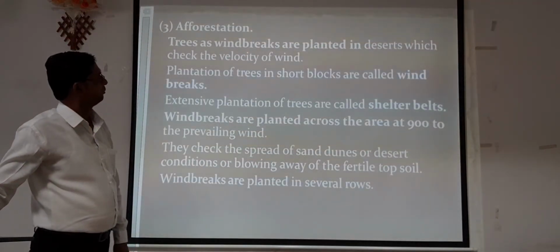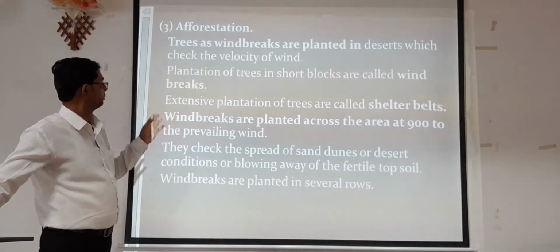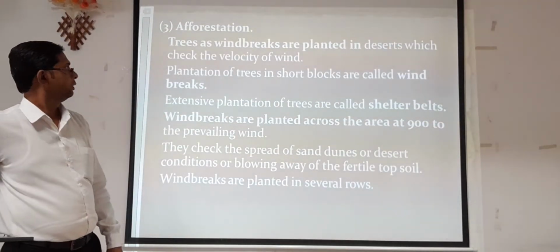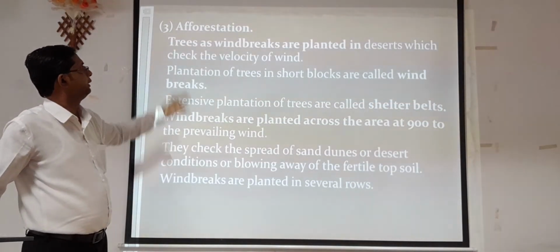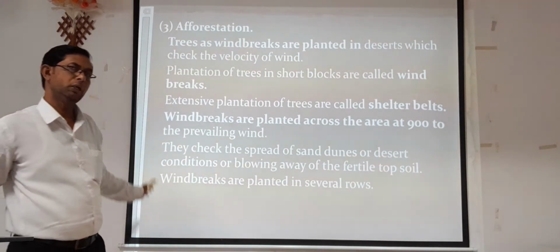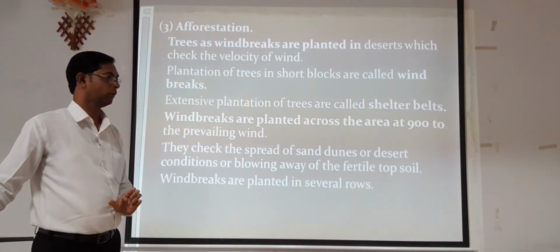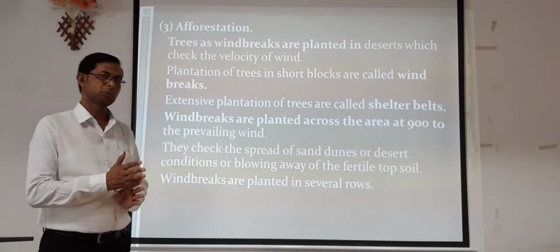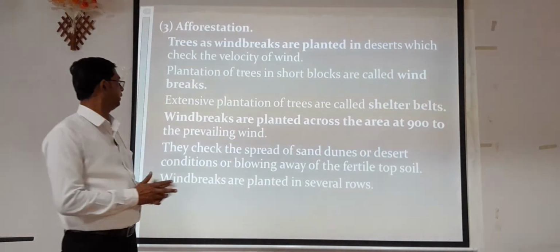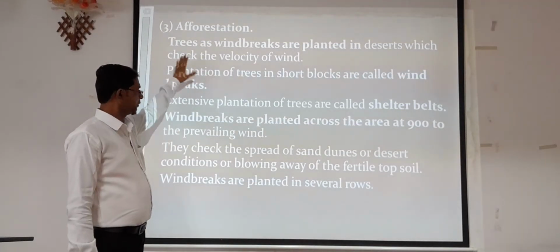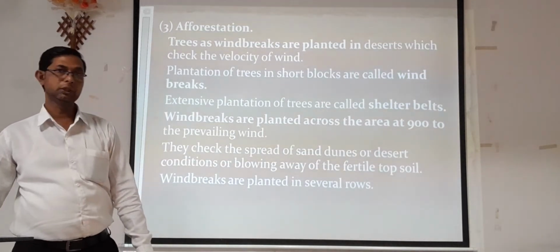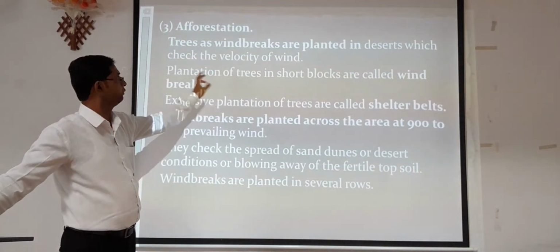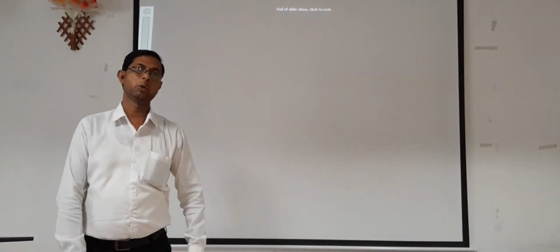Then afforestation means the planting of trees is also done, and the increase in number of trees is also done, and due to this what happens, the movement of air will stop, and due to less movement of air, the wind erosion will stop. Particularly this practice will be done in the desert region where the soil erosion is more due to wind erosion. So this is nothing but the detail about the erosion.